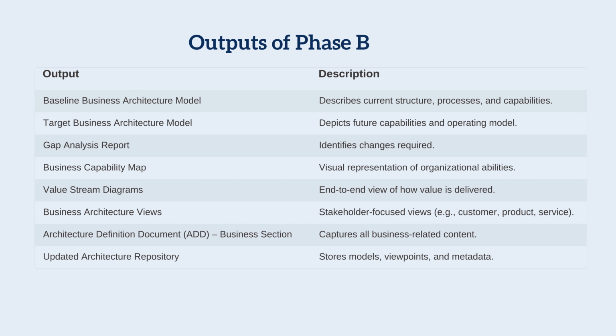Outputs of Phase B. The key deliverables from this phase include baseline and target business architecture models, business capability map, value stream diagrams, gap analysis report, business architecture views for different stakeholders, and the updated architecture definition document, business section. These outputs provide the strategic foundation for all IT and solution designs to follow.